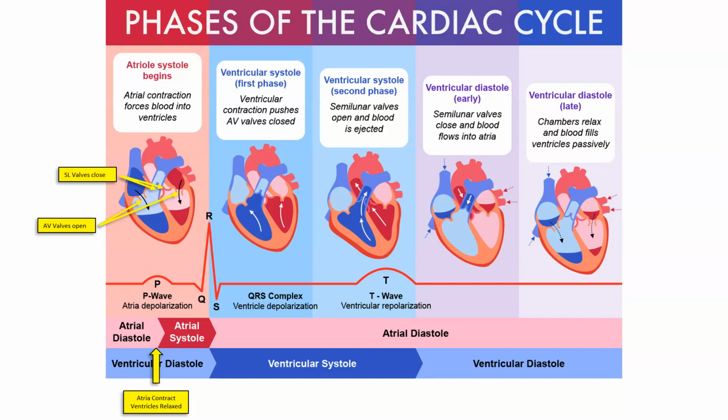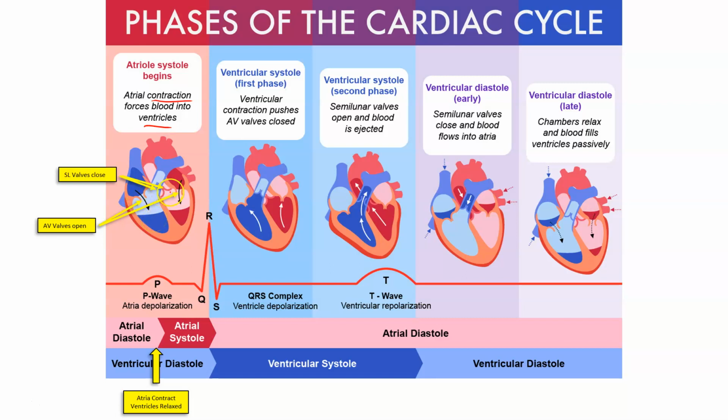So both the atria and the ventricles are going to have alternating pauses or resting and contractions. Atrial systole happens first, ventricle systole happens second. Again, we've established that. We know that the atria contract first and the ventricles contract second. The atrial contraction forces blood into the ventricles.